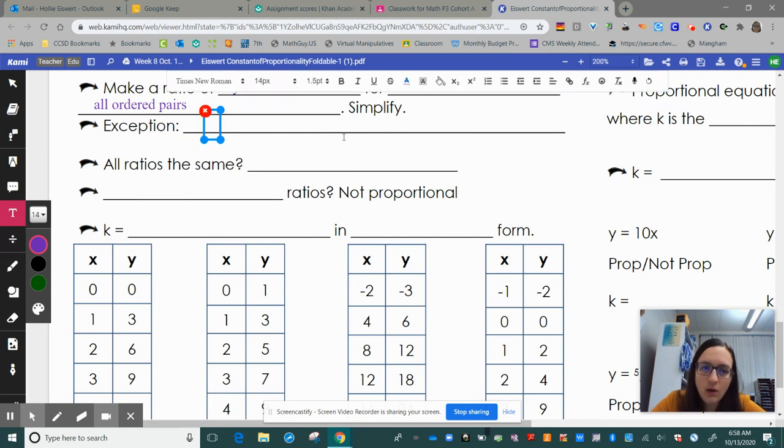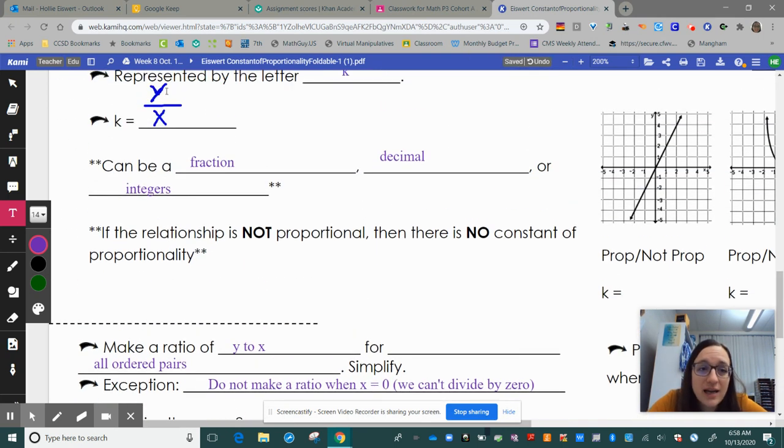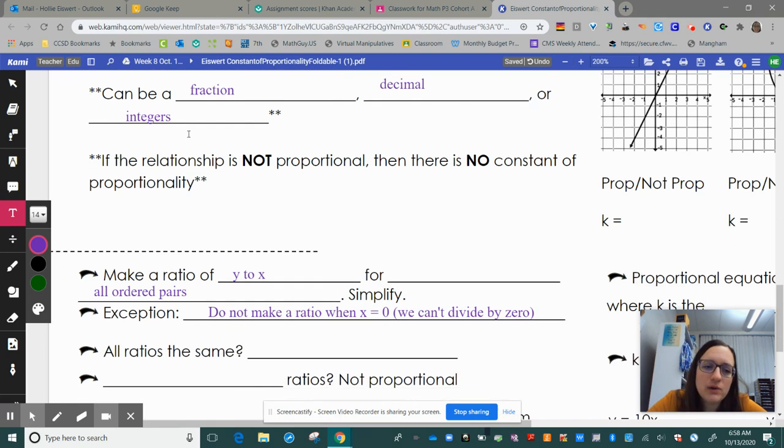Simplify. The only exception is the number 0, because weird things happen. This number is neither negative nor positive. It has some interesting rules when we multiply and divide with 0, because sometimes you can't divide by 0, which is why we have this exception here. We do not make a ratio when x is equal to 0. Why? We can't divide by 0. Some of you are like, what do you mean division? We haven't done division yet. Look, remember this? That is division. So if we divide and the denominator is a 0, we can't do it. So that part won't count when we look at these.